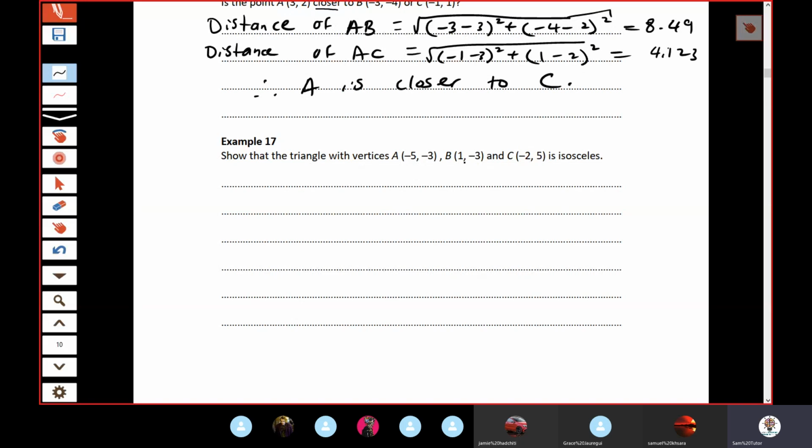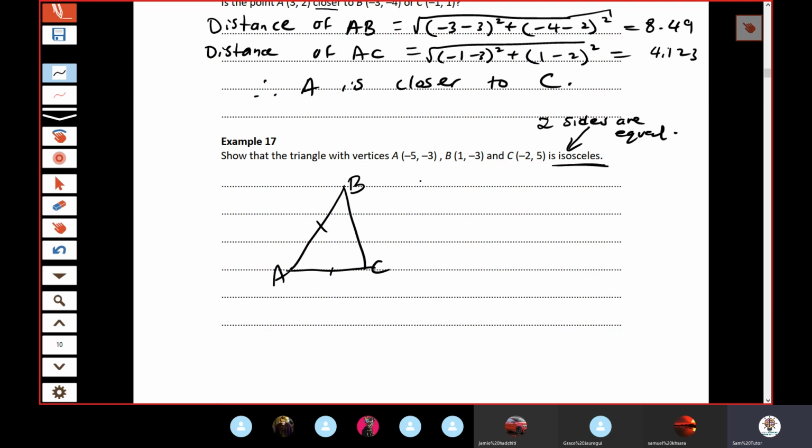Show that the triangle with vertices A, B, and C is isosceles. Okay, firstly, what does that mean? What does isosceles mean? It's a type of triangle. What do you know about that triangle? Two sides are equal. That means if I've got a triangle, which we're going to label quickly as A, B, and C, any two sides have to be the exact same distance.